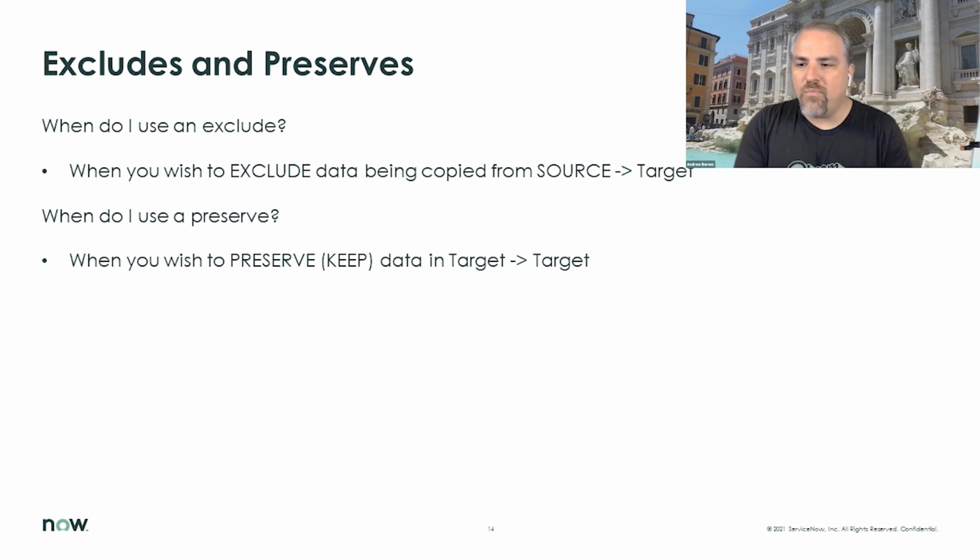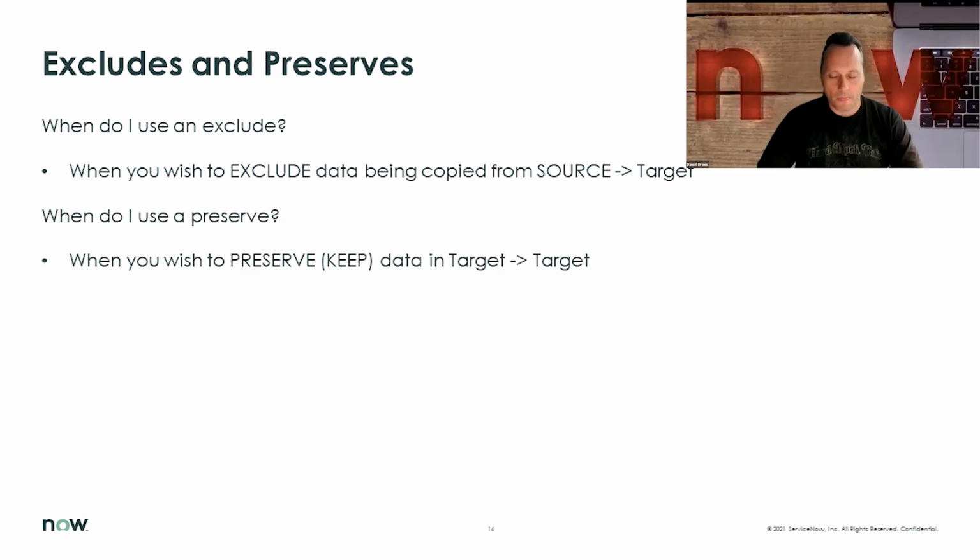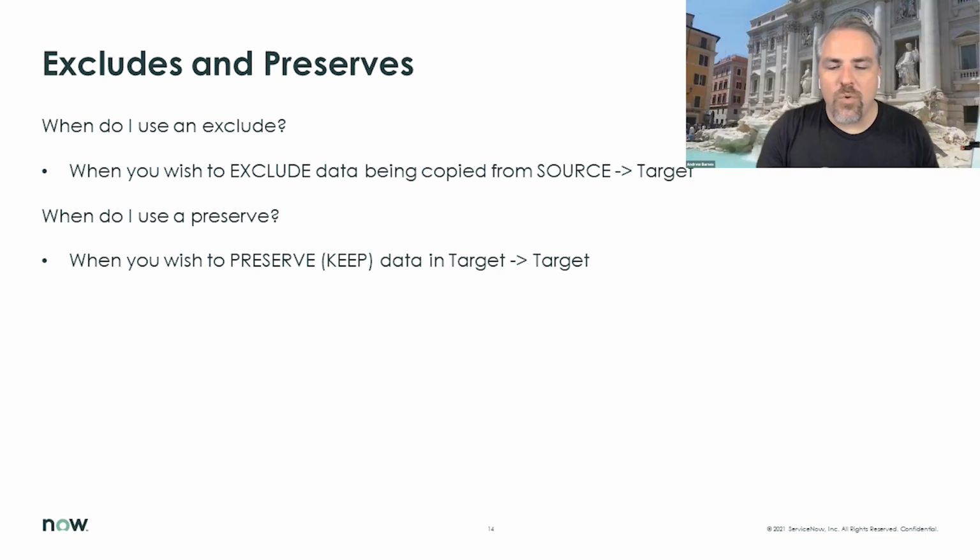So I think we pretty well covered the excludes and preserves, but just to remind you again, the things you want to exclude is I don't want to copy this from the source to the target. So I don't want to copy, for example, the incident task table for some reason. I don't want to copy that from the source to the target, so I'm going to exclude that. If I do nothing else, what happens in the target is I get an empty table.